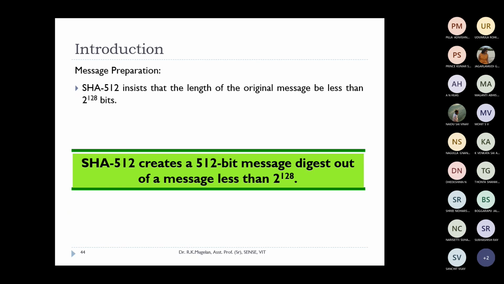Now if you see the message preparation, how SHA-512 is going to operate, because SHA-512 has a limitation in the total message length which it can operate on, not like MD5 where it can operate with infinite length. Whereas here in SHA-512, the original message should be less than 2 power 128 bits, or to be specific, less than 2 power 128 minus 1. This is the maximum message it can process.